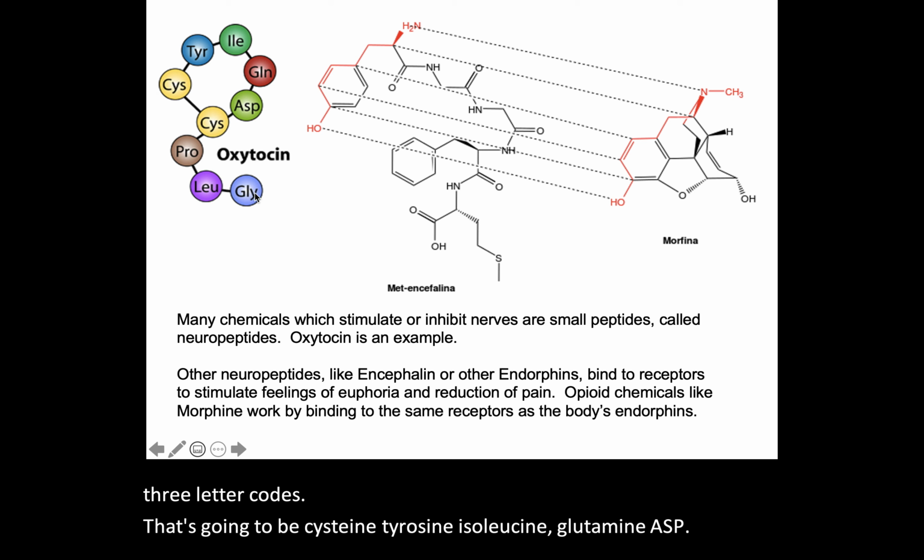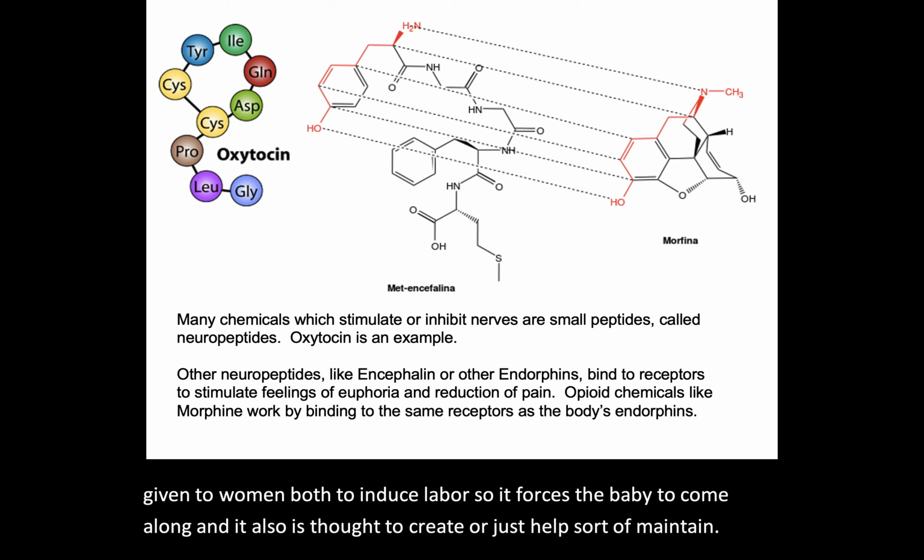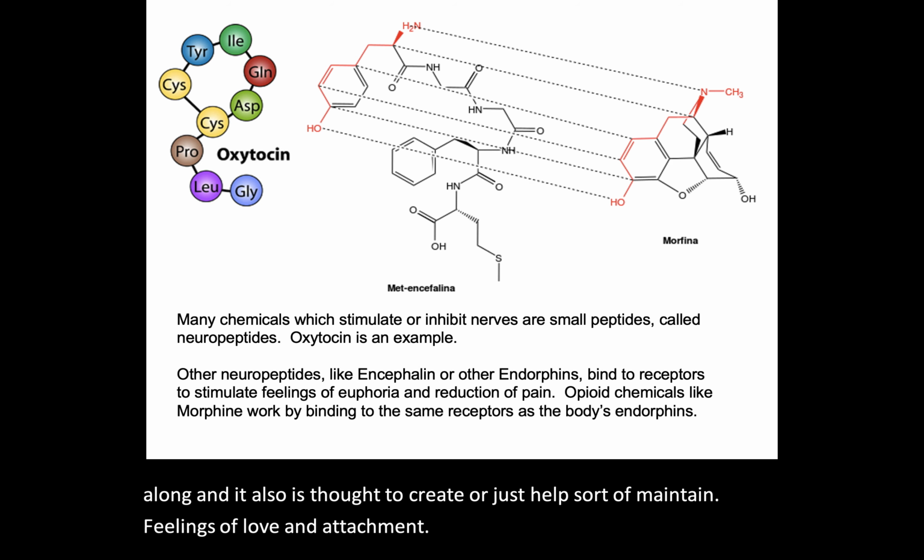That together is oxytocin, and that will actually bind to receptors, and it alters our mind. So oxytocin is given to women both to induce labor, so it forces the baby to come along, and it also is thought to create or just help maintain feelings of love and attachment. And so, part of the reason why people love their babies is this little neuropeptide, oxytocin.